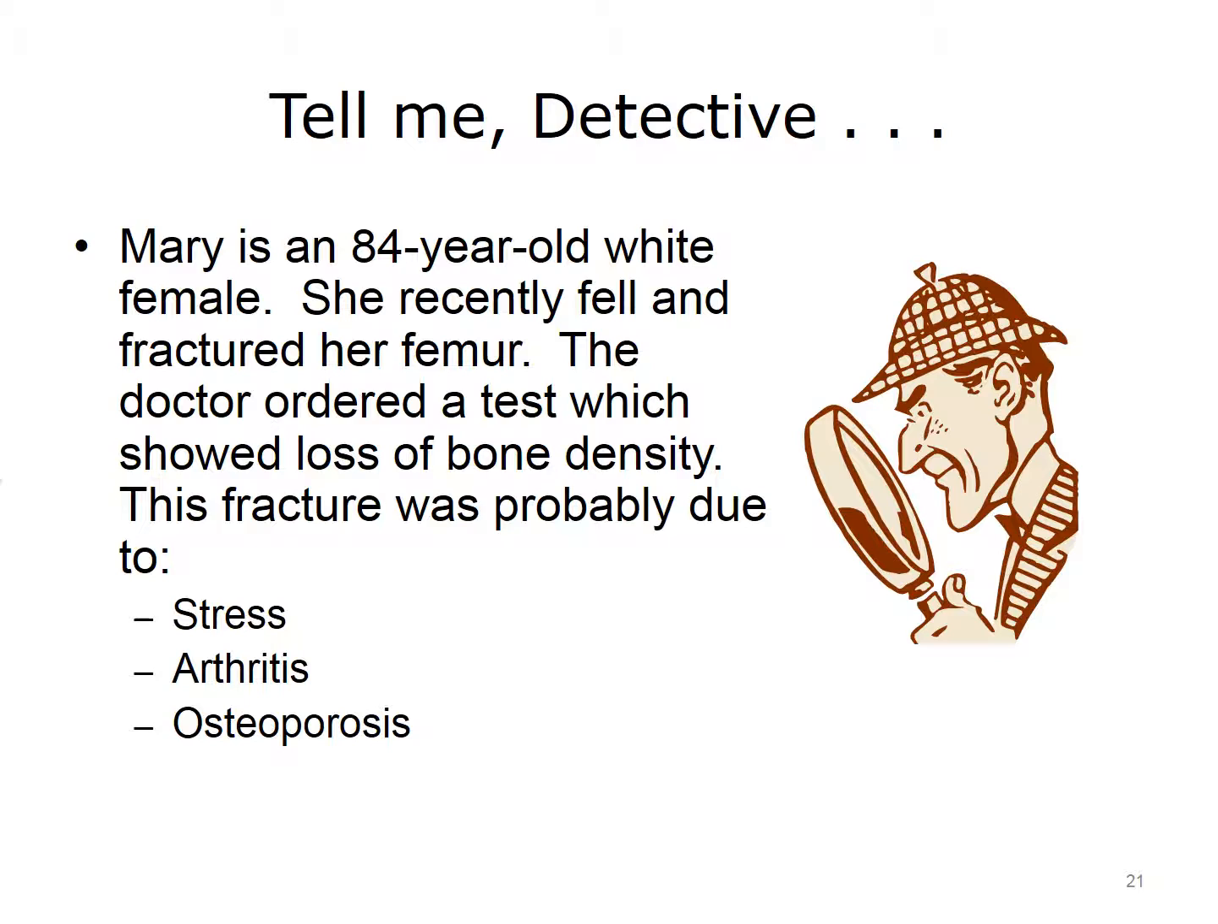How can you use the information on the musculoskeletal system to help make a diagnosis in the case on this slide? Mary is an 84-year-old white female. She recently fell and fractured her femur, which is the large bone in the thigh. The doctor ordered a test, which showed loss of bone density. This fracture was probably due to stress, arthritis, osteoporosis.